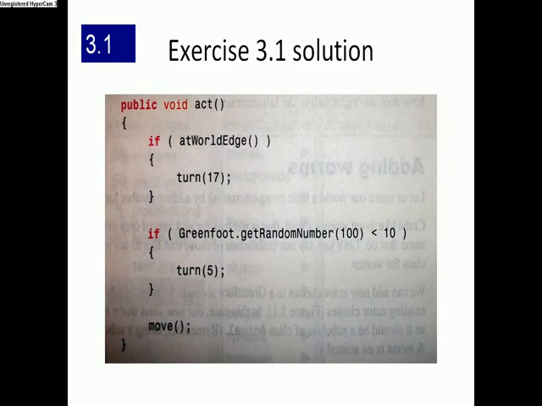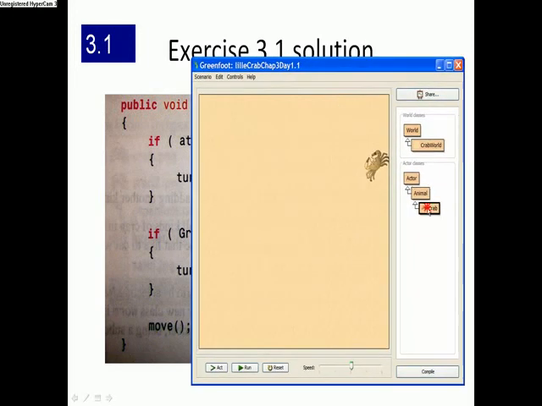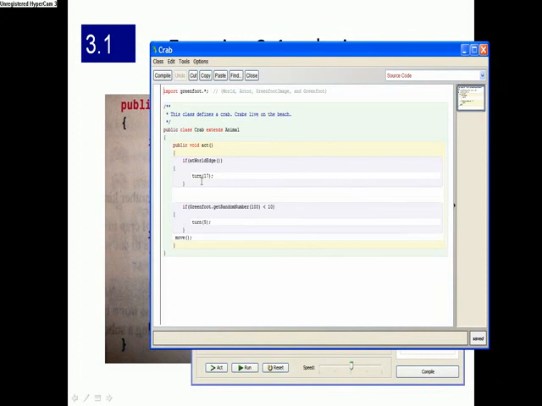Okay, so here's what it's going to look like. I'll show it to you in here. If at world edge, turn 17, that's what we did last time. Okay, but if the Greenfoot.getRandomNumber, so this is going to return a number between 0 and 99, right? And so there's basically 100 things. If this is going to be less than 10, well, how often is 0 to 99 going to be less than 10? Well, 10% of the time. Most of the time, it's not going to be true, and it's not going to turn. But 10% of the time, it's going to be true, and it's going to turn.